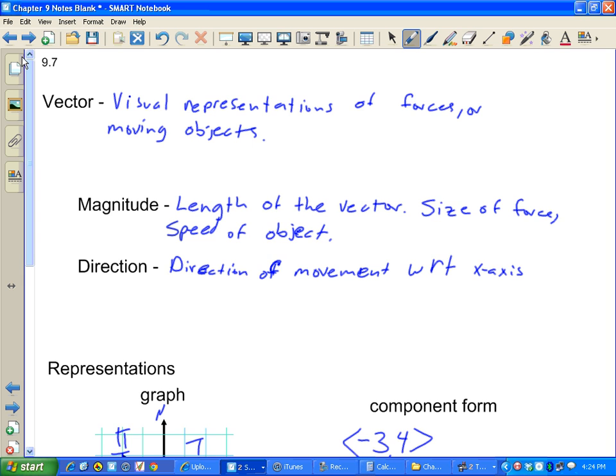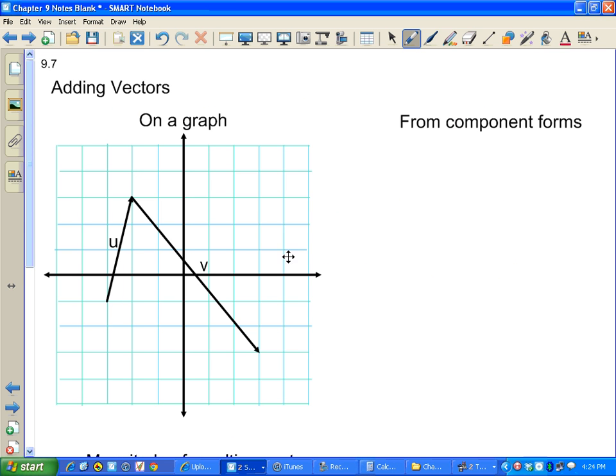So that's magnitude and direction. We can add vectors together. We can do it from our graph. So this vector u takes a particle from here up to here. This vector v takes a particle from here to here. So if I'm going to take vector u, this is how you draw vector u plus vector v, that's the same as vector u plus v.